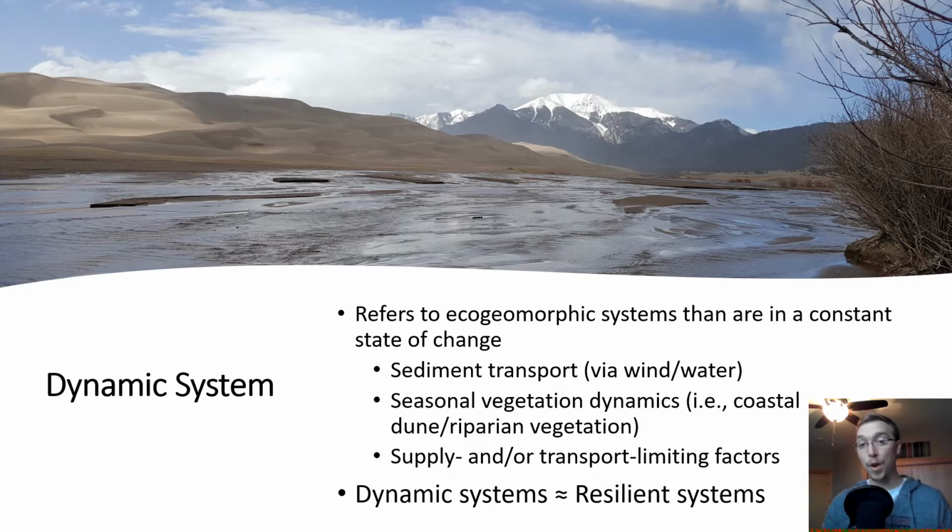transport, so how wind and water moves throughout a system on Earth, seasonal vegetation dynamics, so coastal dune vegetation or riparian, or river, along a river riparian, that's what that means, vegetation, or what we call supply and or transport limiting factors. Can you move the sediment? Can you stop or prevent that sediment from moving? What's the state of how things are moving across your landscape?